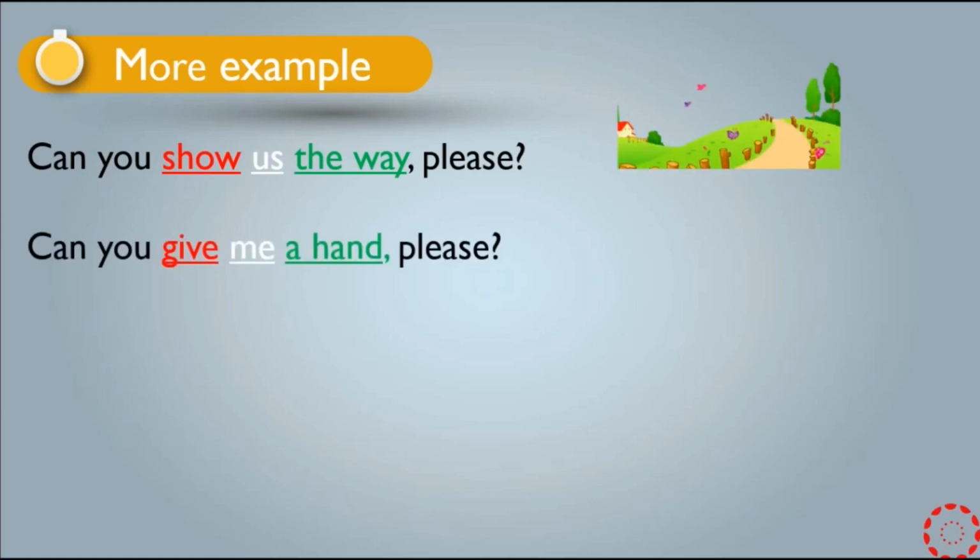Okay? Can you give me a hand, please? So let us remove the indirect object, which is me. Can you give a hand, please? So the meaning of the sentence won't change.